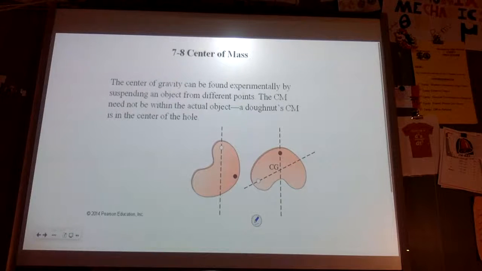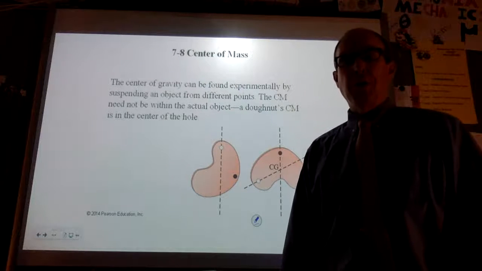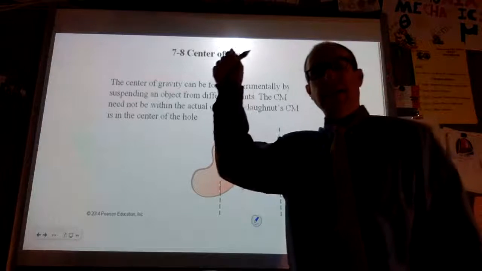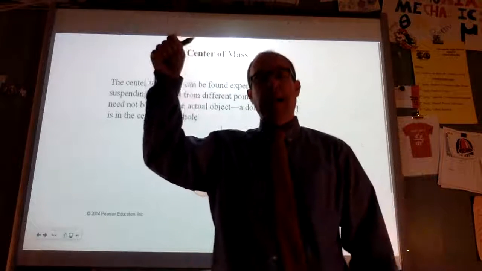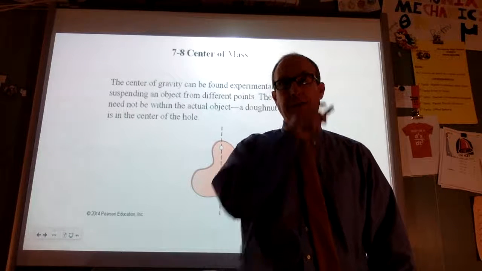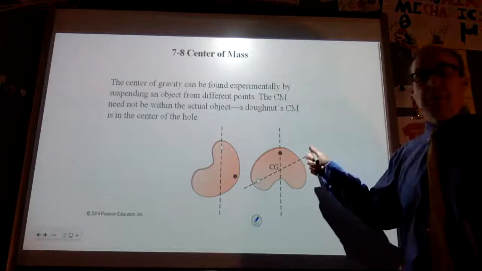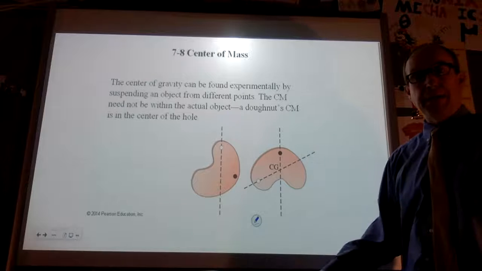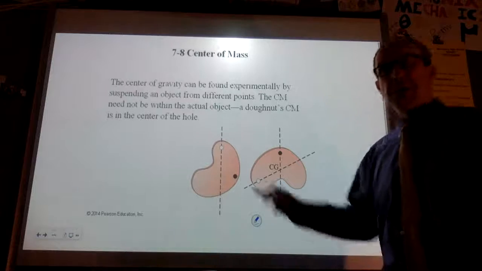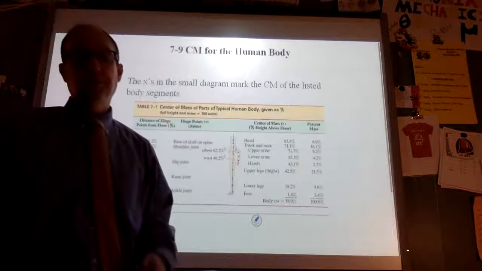You can do this in a number of ways. I showed you in the last class how to do it numerically. You can also do it physically. If you suspend any object and let gravity pull it straight down, draw a straight line down with a plumb bob, and then suspend it anywhere else and draw the line straight down, the place where they cross is your center of gravity. You could suspend it in a bunch of different places, and you'd always have that one place where they will cross.